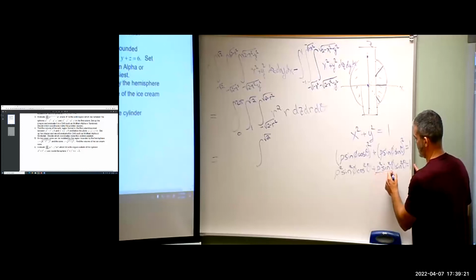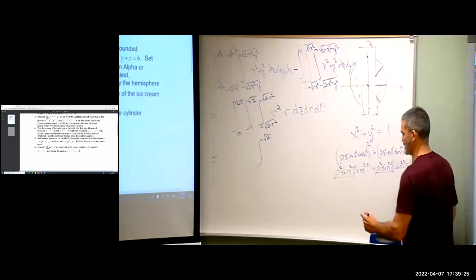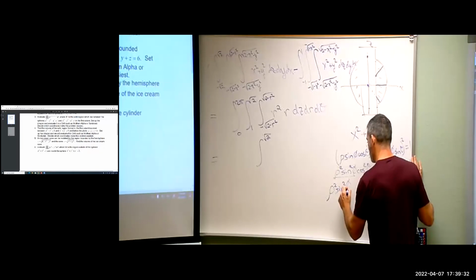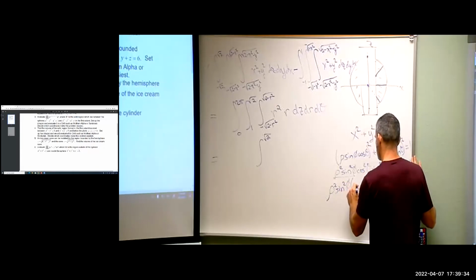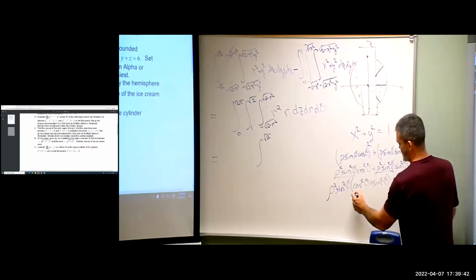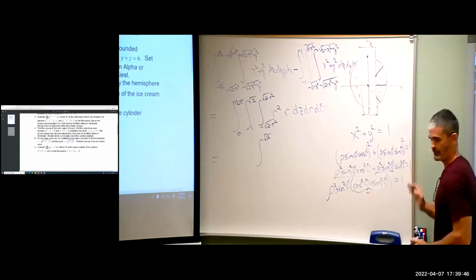I'm just going to take the rho and sine, pull those out, and factor those guys out. So rho squared sine squared phi times cosine squared theta plus sine squared theta equals 1. Here's our Pythagorean identity, so that equals 1.